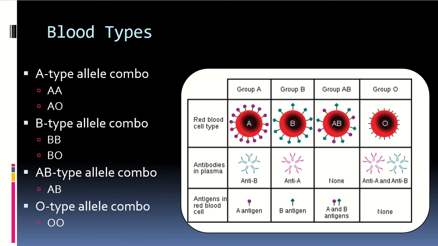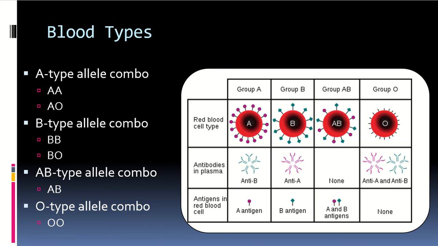Likewise, the two possible combinations to have type B blood is if you inherited two B alleles, one from each parent, or if you inherited a B allele from one parent and a recessive O allele from the other parent. Since B is dominant and O is recessive, B will be the one that shows up as a physical trait. Therefore, those are the two combinations to have type B blood.